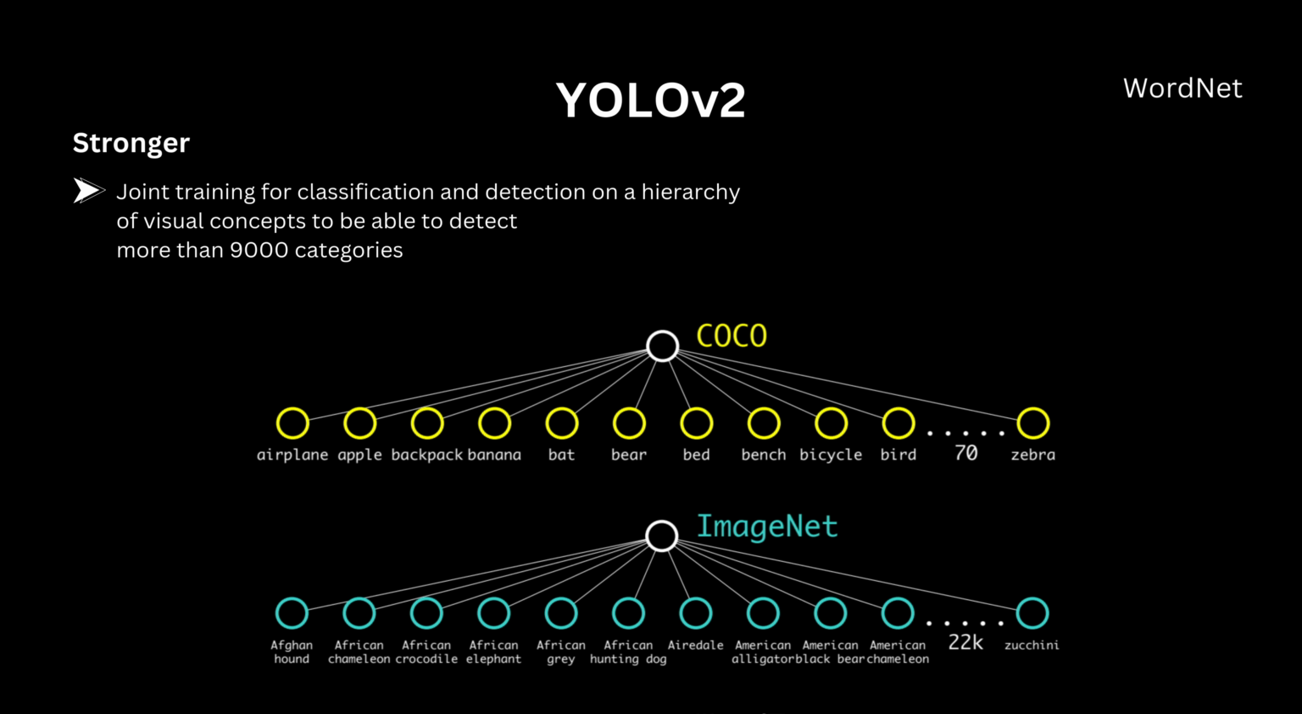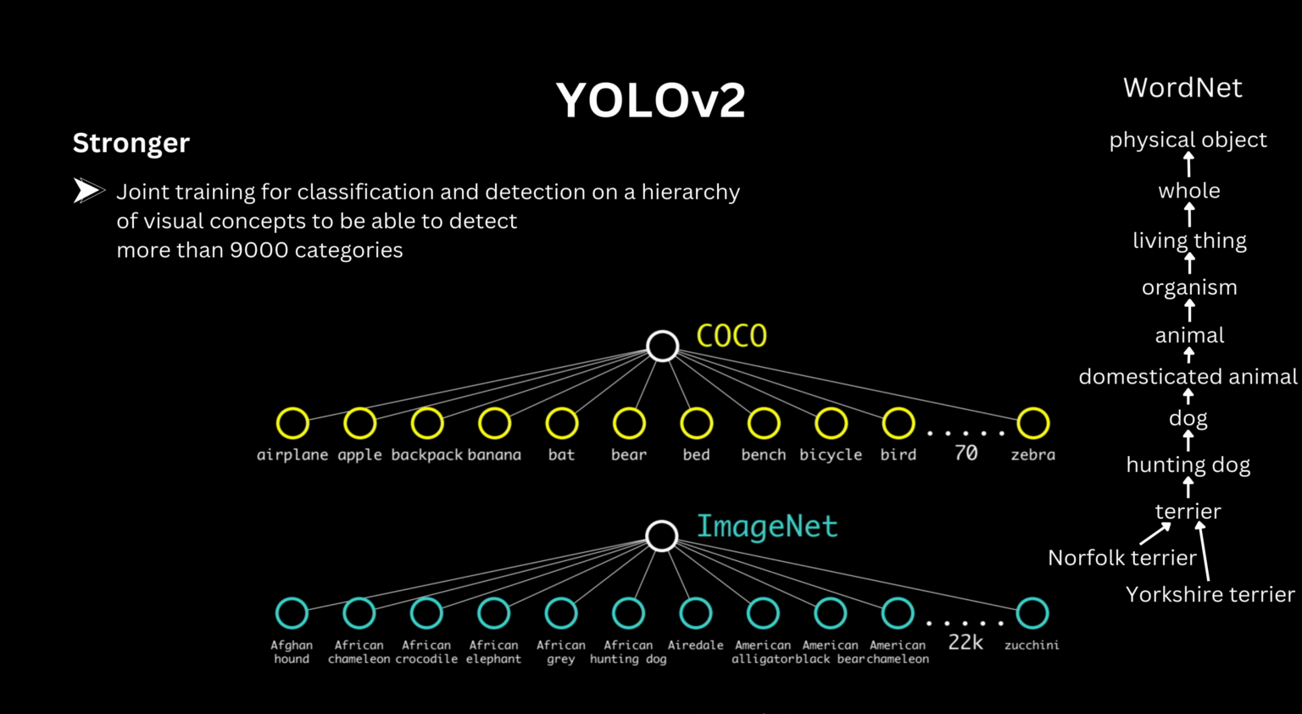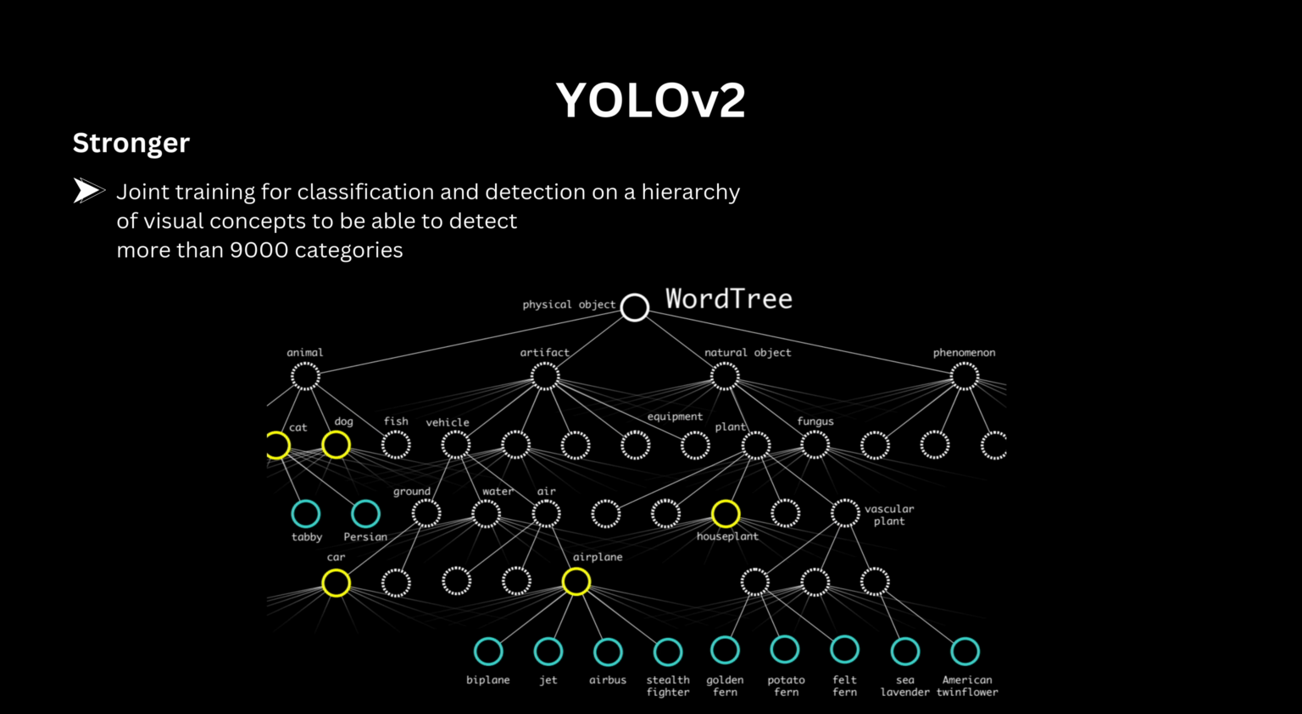The authors use WordNet, which is a language database that structures how different concepts relate to each other, and also groups words into sets of synonyms called synsets. Using WordNet, the authors build a hierarchical tree of concepts that allows them to merge categories of the Coco detection dataset and the ImageNet classification dataset. Here you can see that we have coarser detection categories as well as finer classification categories merged together. Our model will predict classification scores for all the concepts or nodes in this hierarchical tree.